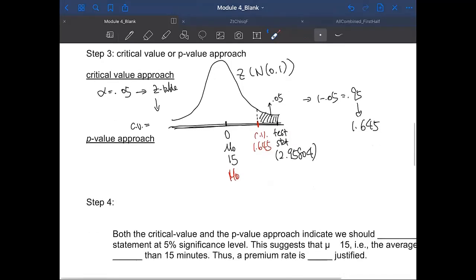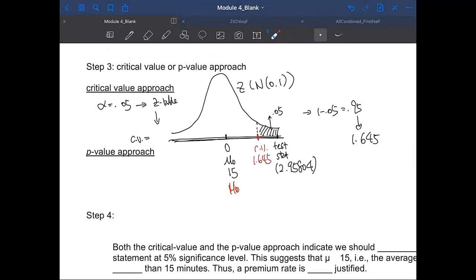Okay, so actually I can write it out here. Our test statistic is 2.95804. This is more than 1.645, which is the critical value. So therefore, we are going to reject the null.